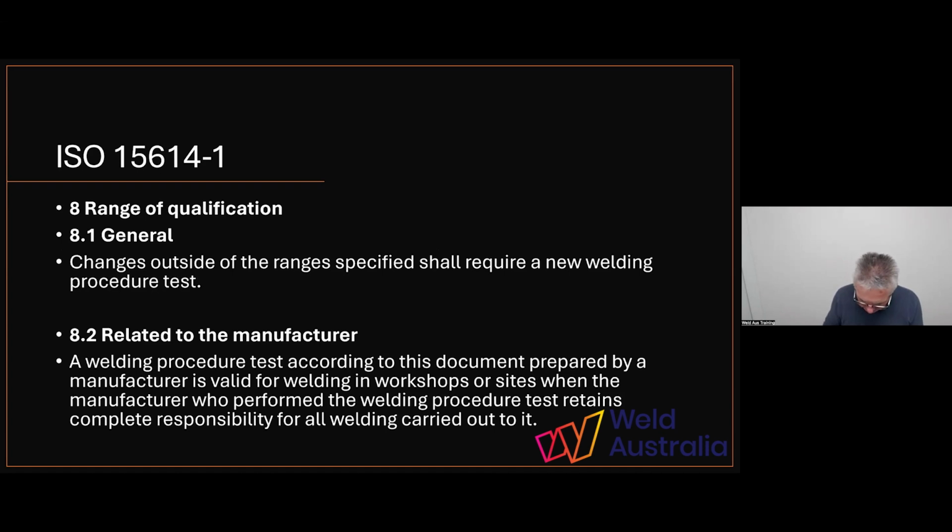If we look at section 8, it says changes outside the ranges specified shall require a new procedure test. In other words, like anything, if we jump outside what we've proven, naturally we have to re-qualify. 8.2 relates to the manufacturer: a weld procedure test according to this document prepared by the manufacturer is valid for welding in a workshop or sites when the manufacturer who performed the welding procedure test retains the complete responsibility of all welding carried out.